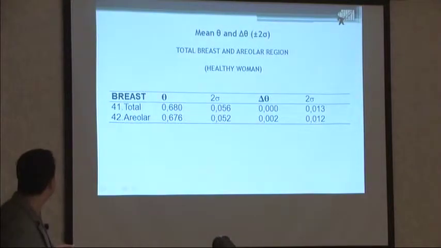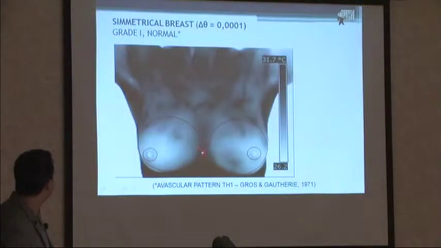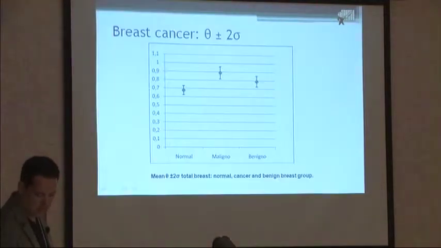Okay, for this is the number for total breast, 0.6, and areolar 0.6 also. And this is the standard deviation. So the normal breast has a very symmetrical difference, with a very little difference, 0.0001 in dimensional delta T. Okay.